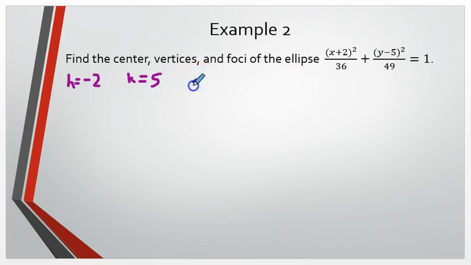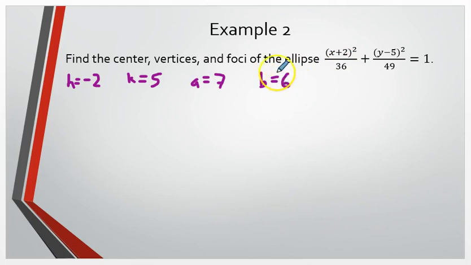And then for a and b, we need to figure out which denominator is the bigger one and which one's the smaller one. My two denominators are 36 and 49, so this time the 49 is my bigger denominator, and the square root of that is 7, and the square root of the other denominator is 6.